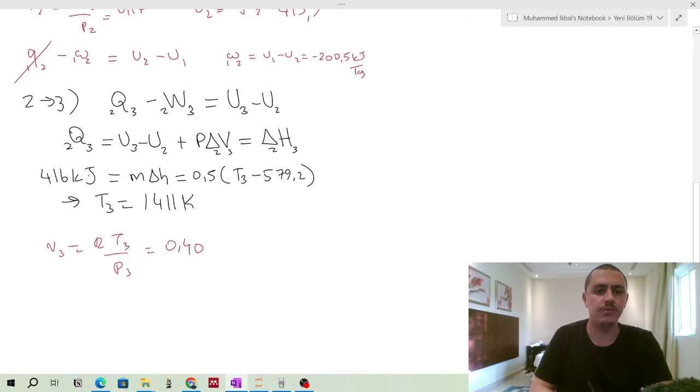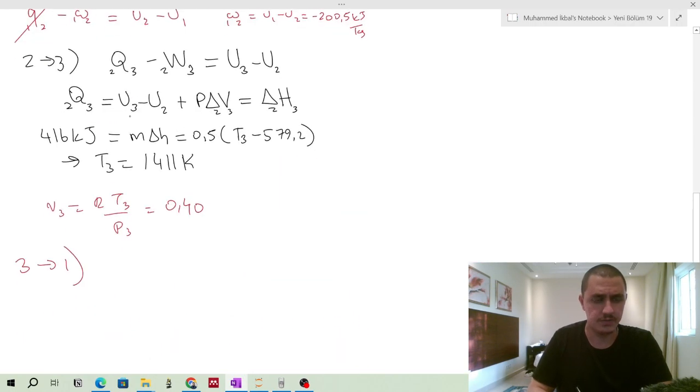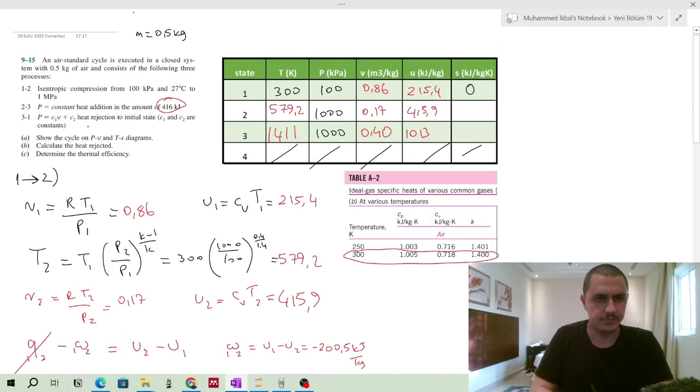Okay, so now the last process from 3 to 1 will give you the heat rejection value, okay? So for heat rejection, let's say Q from 3 to 1 minus work from 3 to 1 is equal to U3 to 1, right? And we are searching for this value, heat rejection, because calculating the heat rejected is one of the problem parts, and we have constant pressure heat rejection.